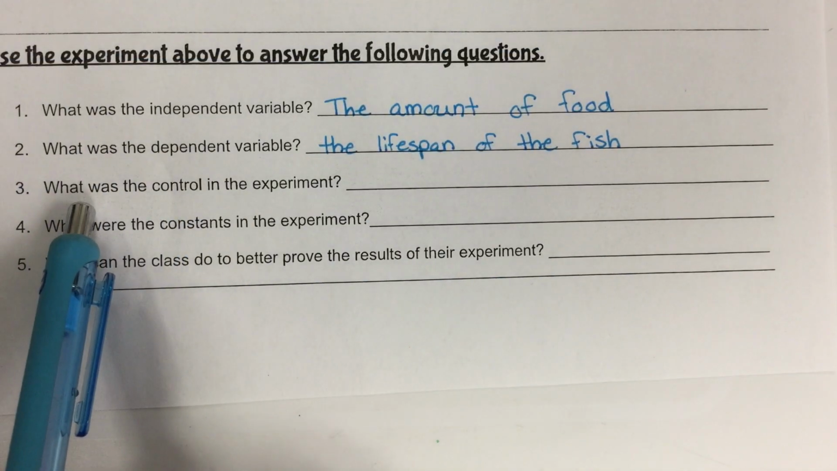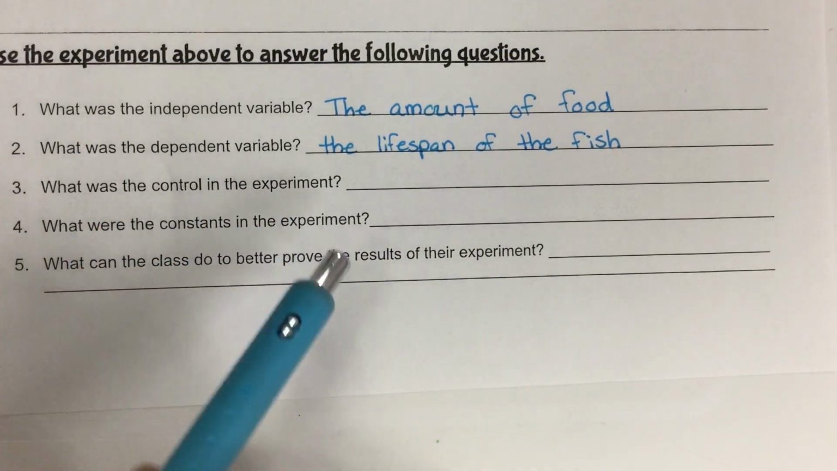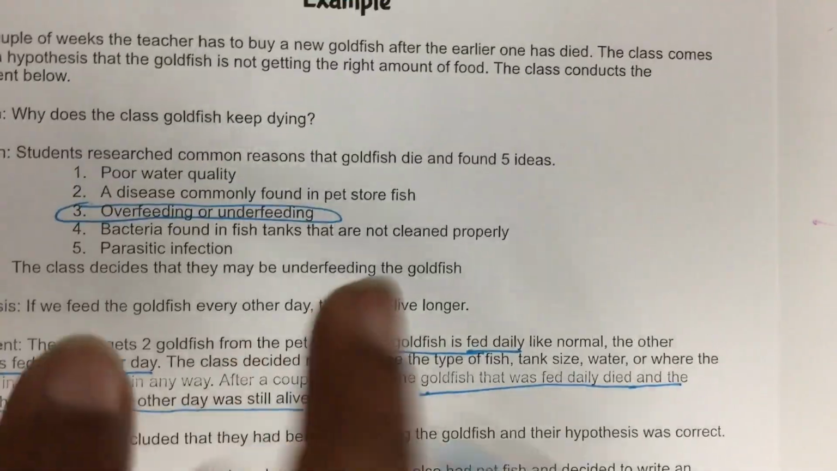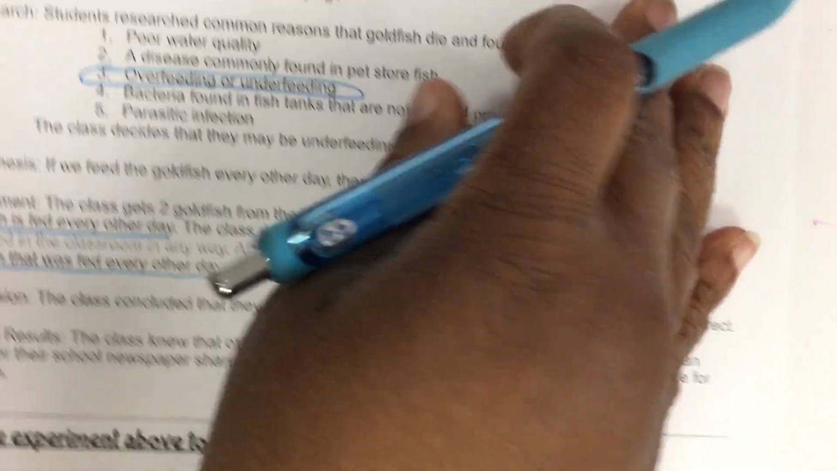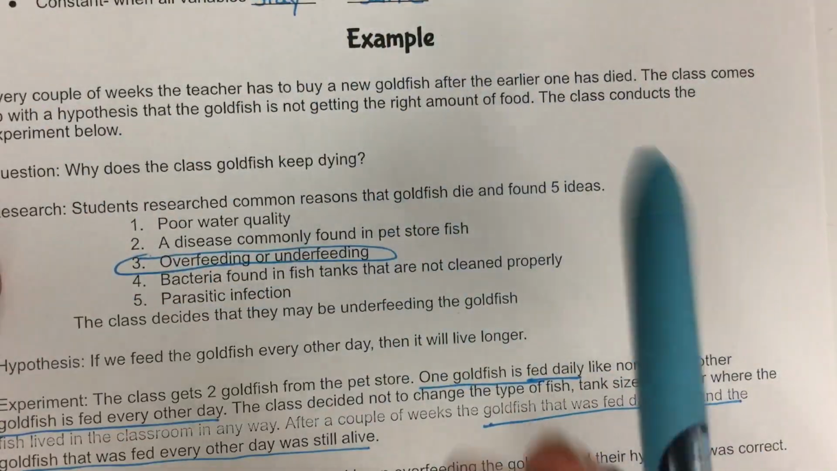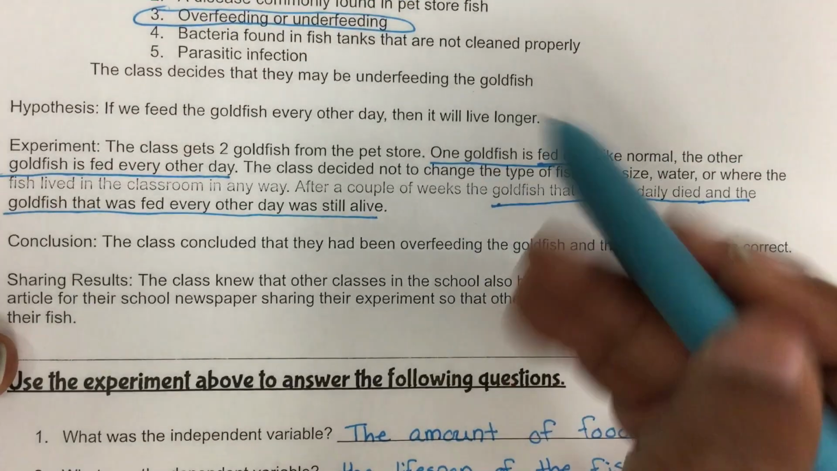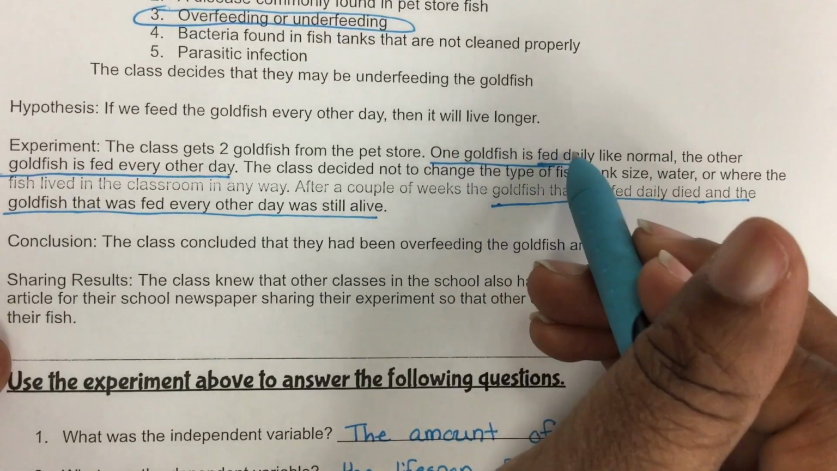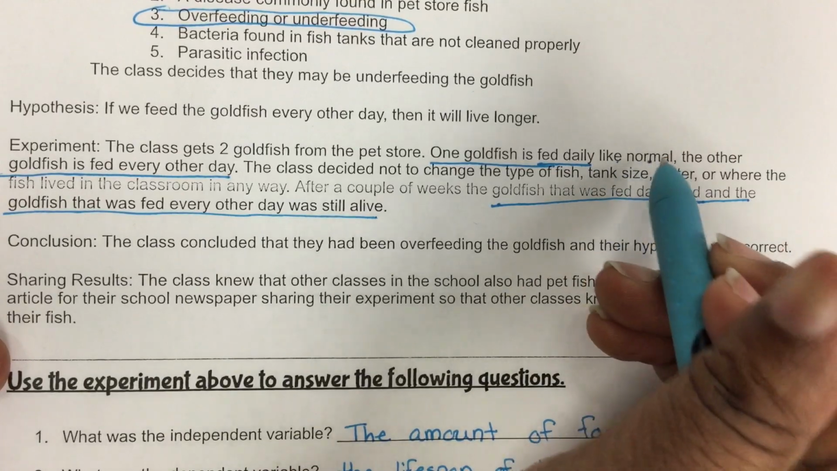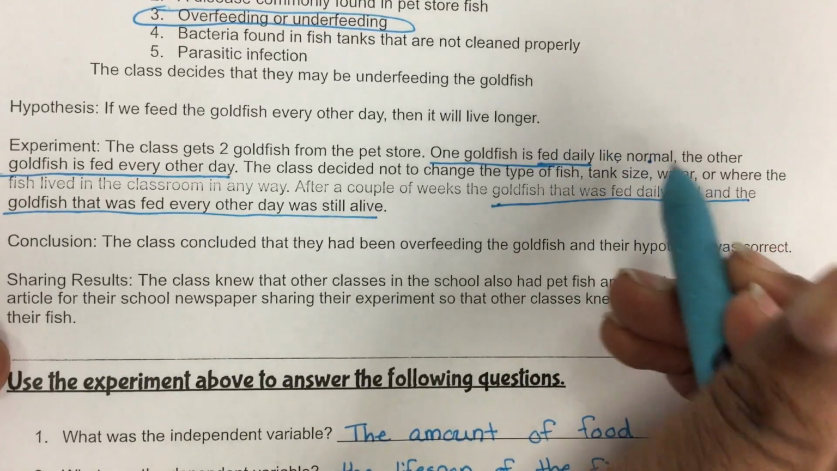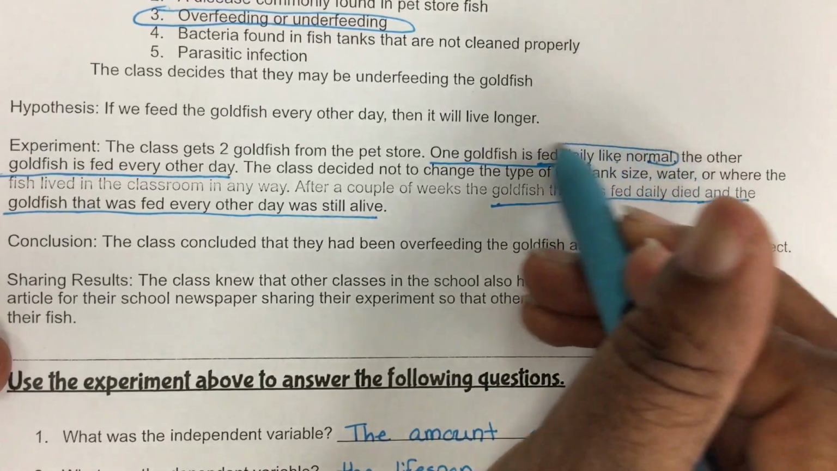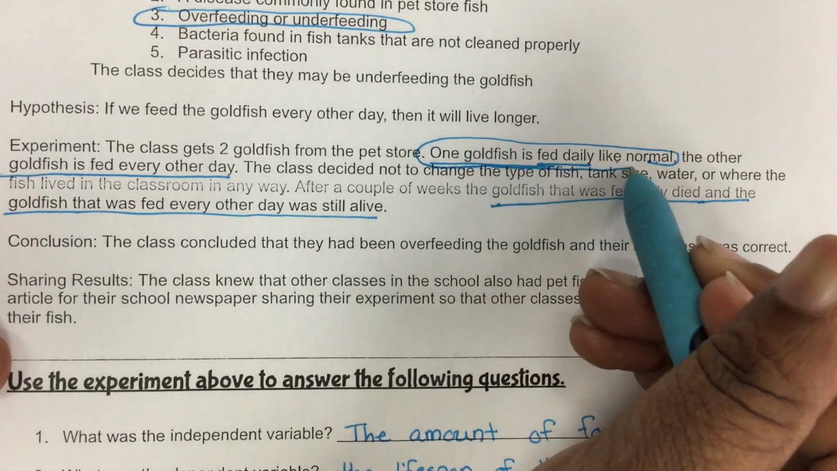Number 3 asks us what was the control in the experiment, or in other words, what stayed the same, or what was the experiment like before we changed it. If we look in our experiment, it tells us that 1 goldfish is fed daily like normal. This is what happens every day without performing the experiment. So this would be our control.